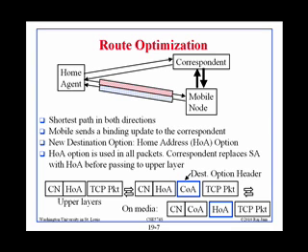So let's read these lines again one more time. Shortest path in both directions, that's what we are doing. Mobile sends a binding update to the correspondent. So the mobile sends the binding update, so therefore it knows the care of address and it can do all that substitution there. And then the new destination option, in which the home address can be put and the care of address can be put. So the HOA option is used in all packets. Correspondent replaces the SA with HOA before passing to the upper layer. So when it goes up, the reverse happens.